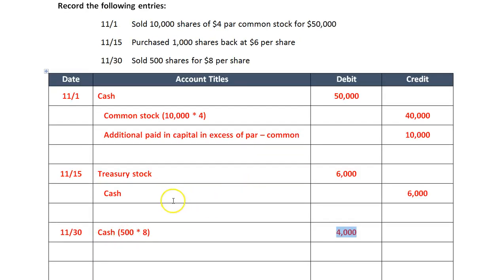We need to take the treasury stock off of our books. We're going to take the treasury stock off at the cost that we put it on our books at, $6. We're going to take it off at $6, so it'll be 500 times 6.